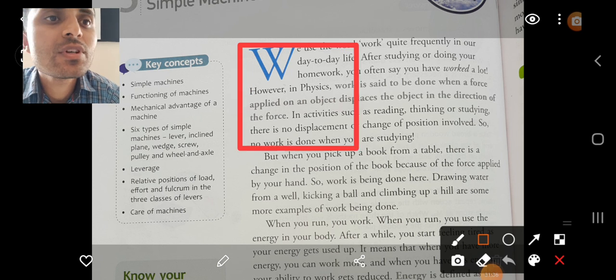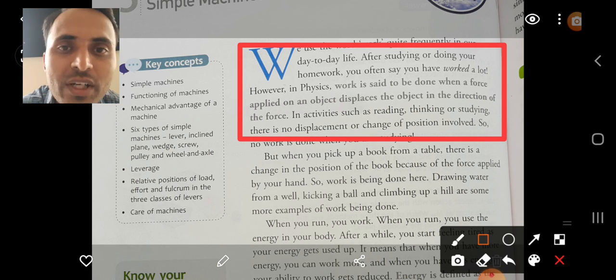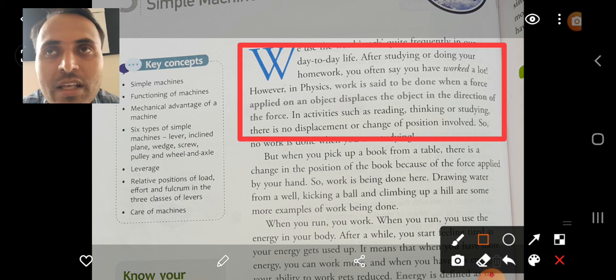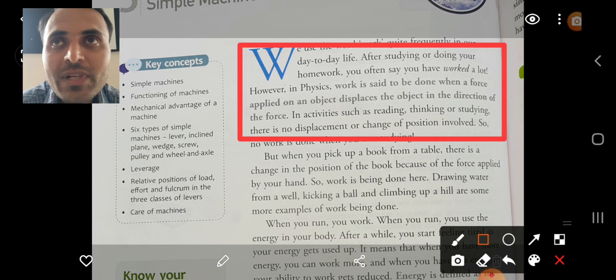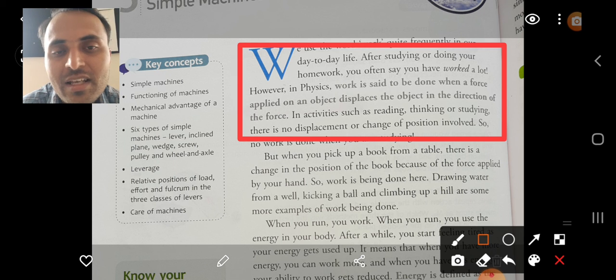So now focus on the first paragraph, which explains the definition of work. So what do you mean by work? Work is nothing but force multiplied by displacement. Okay, force into displacement is the work done. Work is done when you are applying a force by moving some object through some distance, then you can say the work is done.